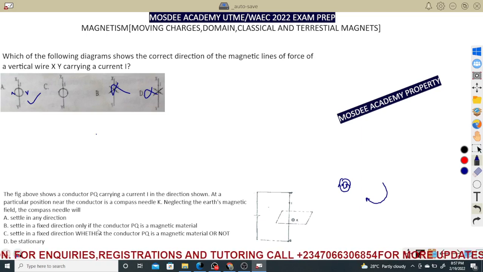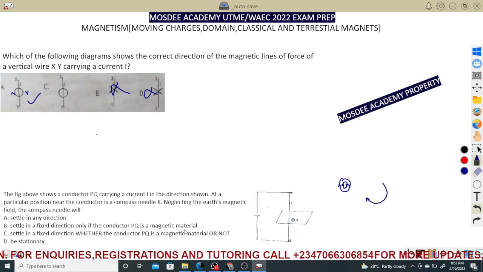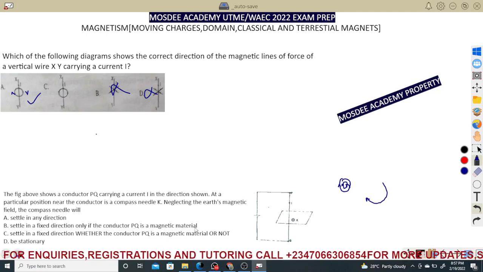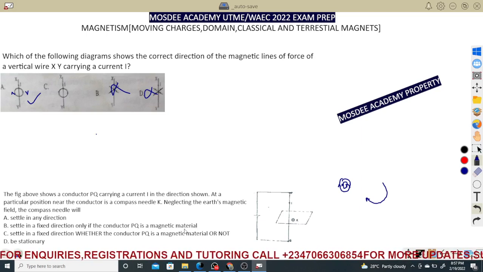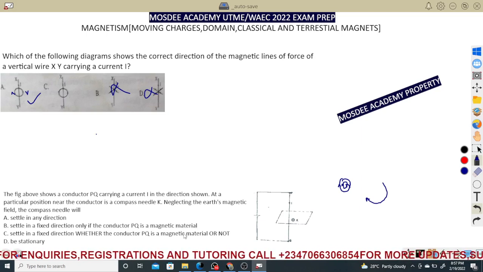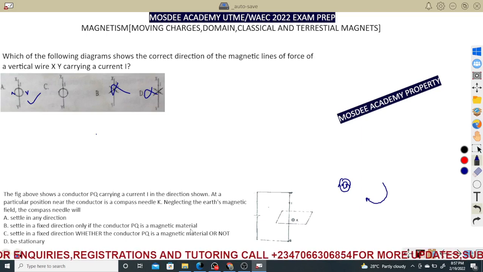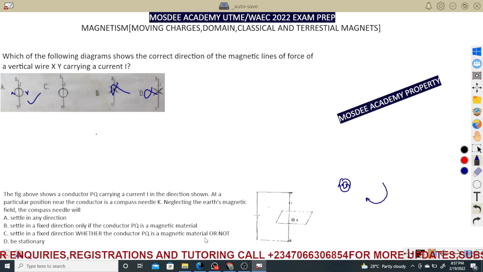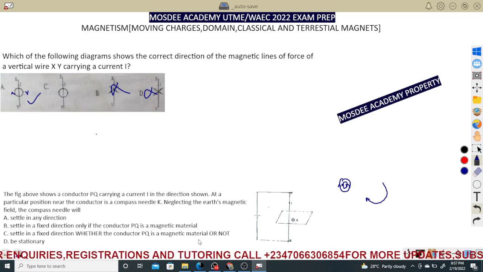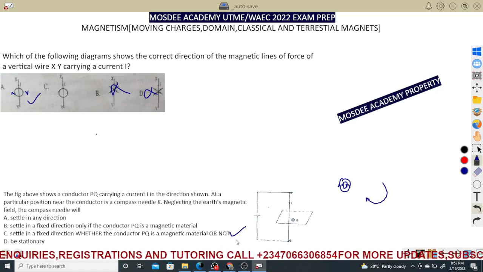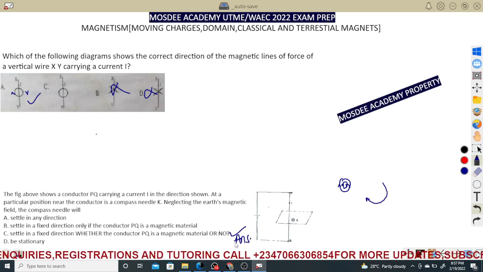Does it set in a fixed direction only if the conductor is a magnetic material? No, a wire carrying current behaves like a magnet. So whether it is a magnetic material or not, the compass needle shows the direction of the magnetic field. So far as there is a magnetic field, whether it's a magnetic material or not, it will definitely set in a particular direction. So the answer to that should be choice C. I think it's a simple question we can pick the answer to.